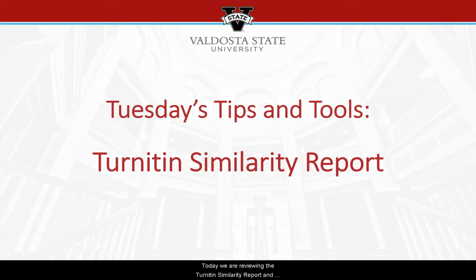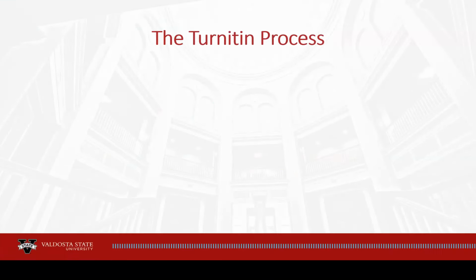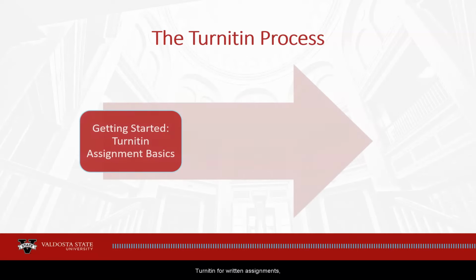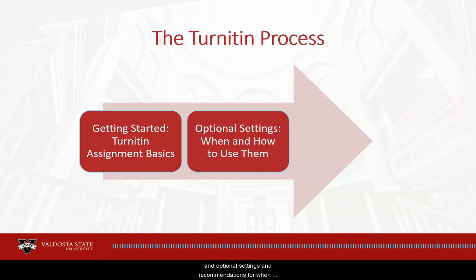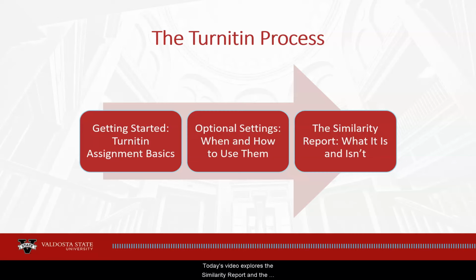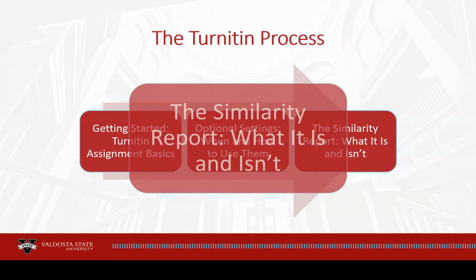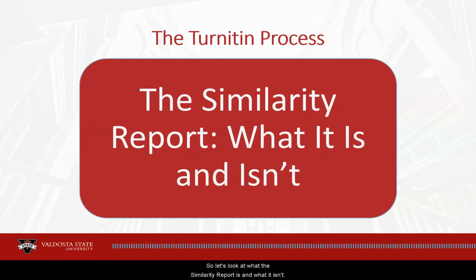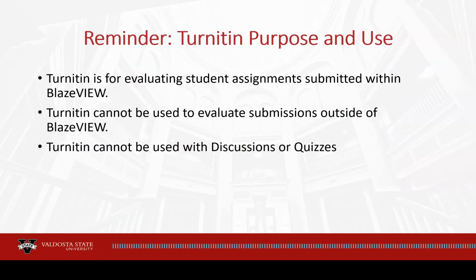Today we are reviewing the Turnitin Similarity Report and how you can use this information to promote academic integrity in your class. In our previous Turnitin video, we looked at how to set up Turnitin for written assignments, including the basic steps for setting up a Turnitin assignment, and optional settings and recommendations for when and how to use them for various assignments. Today's video explores the Similarity Report and the features available for accurately reviewing submissions. So let's look at what the Similarity Report is and what it isn't.